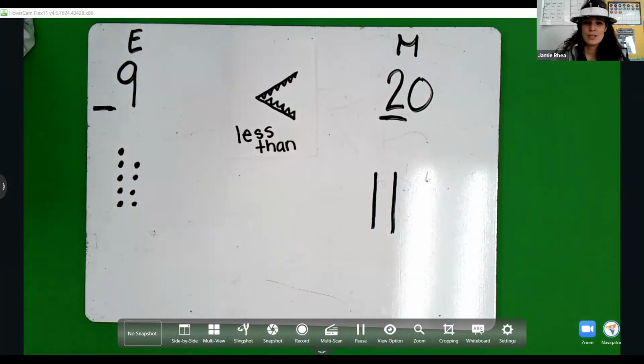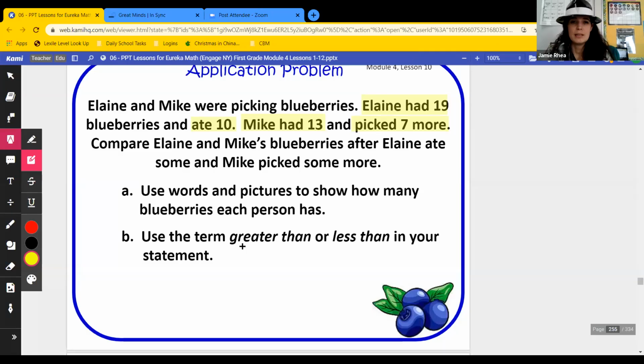Okay, so let's go back to our application problem and let's see. Did Elaine and Michael's blueberries, okay, so we compared them. We used our pictures to show how many blueberries each person had. We used a term, oh, but did we write a statement? No, so we can say Elaine, oh, you're not even seeing this, are you? Sorry, guys, let me go back.